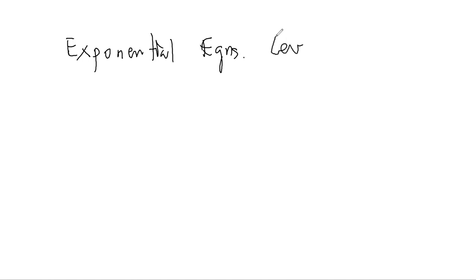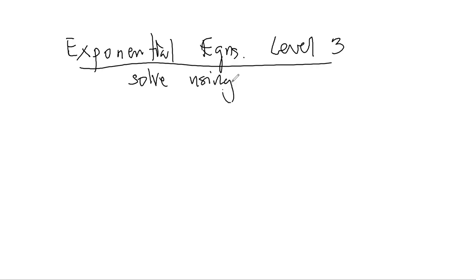We're going to continue solving exponential equations. So it's called, we're skipping level 2, so this is exponential equations, and I'm going to use the abbreviation again there. Level 3. And the technique we're going to use is the same as we used in level 1. We're going to solve them using a common base.